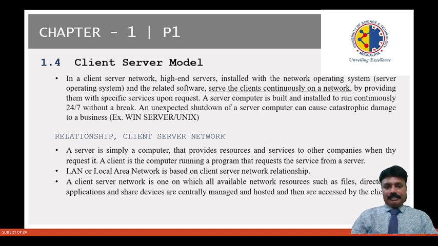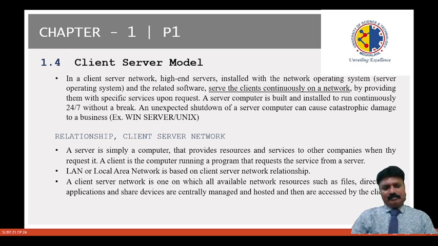So an unexpected shutdown of a server computer can cause damage to a business. It is a very critical situation for our business. For example, Windows Server and Unix servers are certain examples of servers. Now the relationship in a client server network. Let us see what exactly the relation is in this client server network.